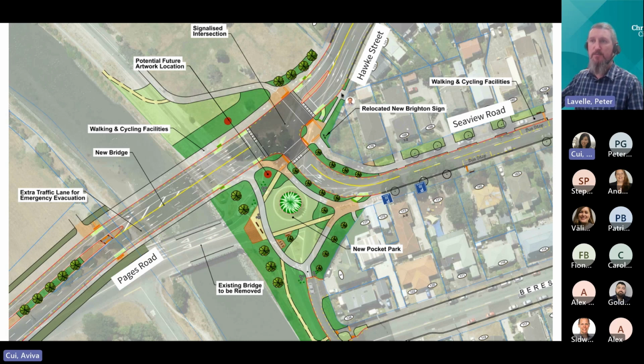We'll add a second westbound lane through the T intersection to increase traffic capacity during an evacuation event. That second lane will go through the intersection, across the bridge, and extend along Pages Road all the way to Anzac Drive intersection. So when we've incorporated all of these changes, this will improve evacuation times by 40 minutes. The next slide, please.